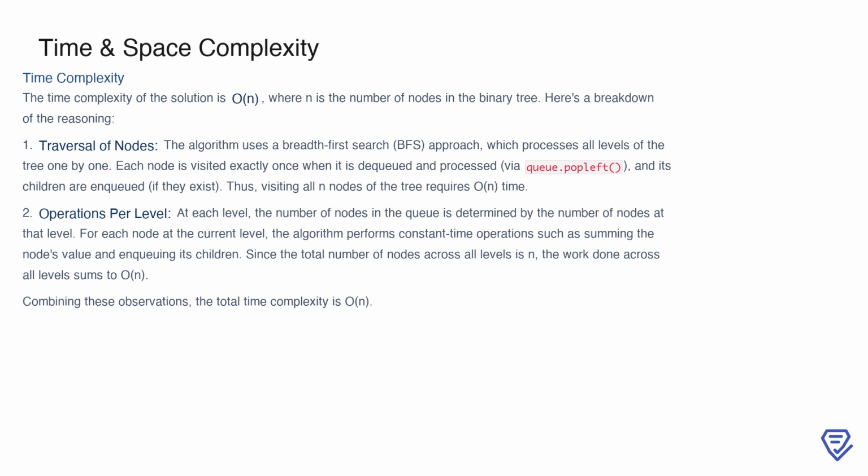Additionally, the operations performed at each level, such as summing up the node values and enqueuing children, are constant time operations for each node. Since the total number of nodes across all levels is n, the total work done remains proportional to n. Combining these observations, we can conclude that the overall time complexity of this approach is O(n).